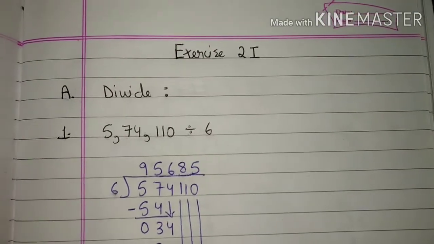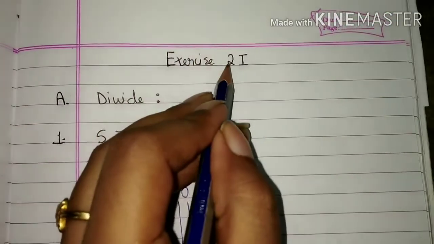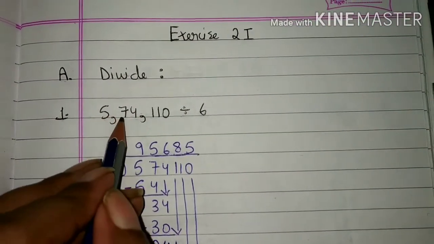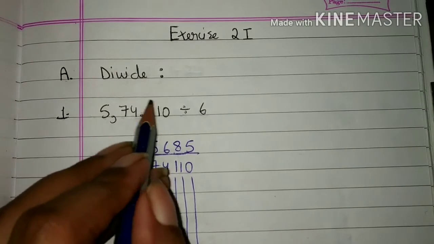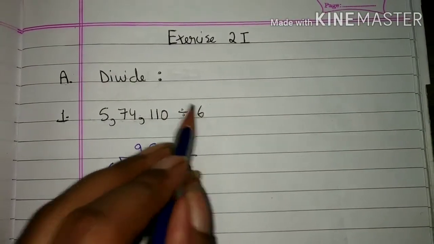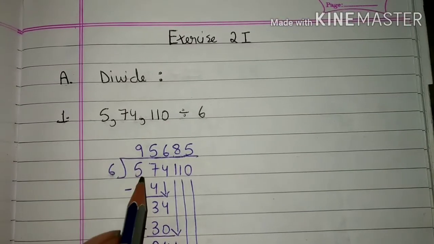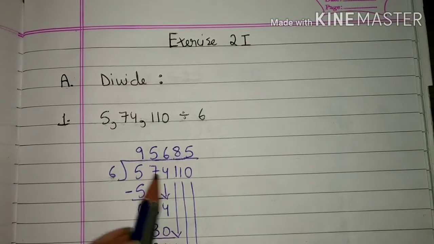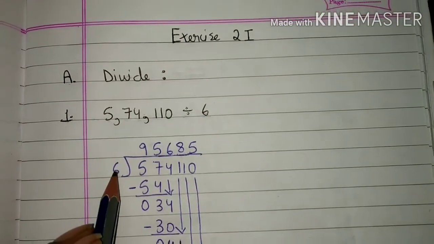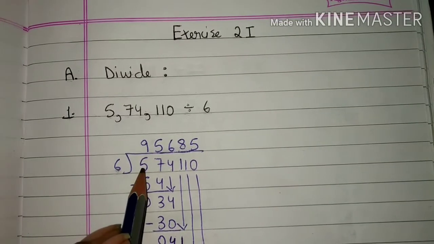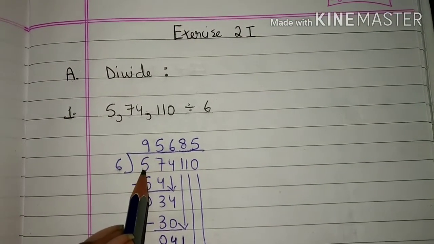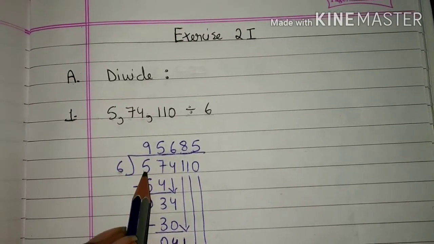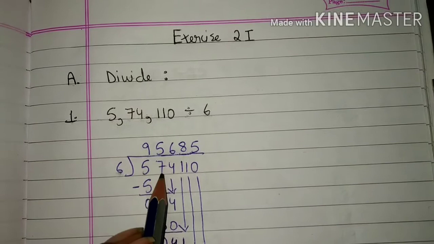Students, today we are going to solve exercise 2I, question A, divide. First question, 5,74,110 divided by 6. Students, we will write 5,74,110 here, and after that we will write 6 here. Students, here first digit is 5. 5 is smaller than 6. So, we will consider next digit, that is 7.